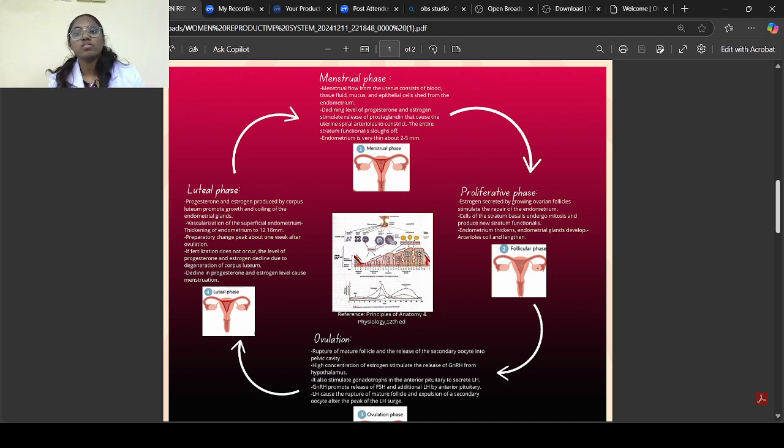After the menstrual phase, the proliferative phase occurs. During this phase, estrogen secreted by growing ovarian follicles stimulates the repair of the endometrium. Cells of the stratum basalis undergo mitosis and produce new stratum functionalis. Endometrium thickens, endometrial glands develop, arterioles coil and lengthen.